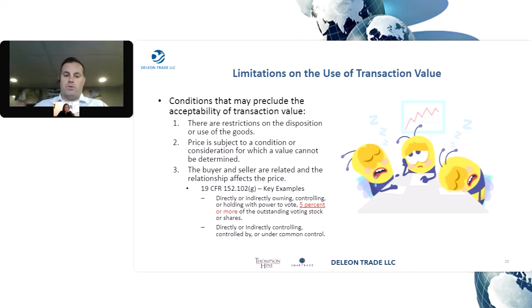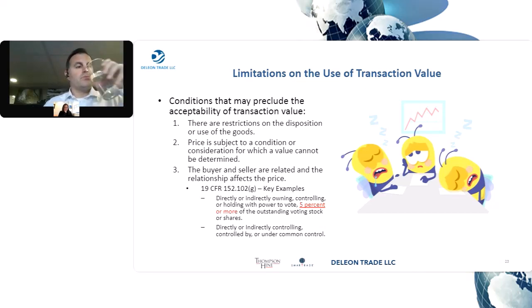That's a very low threshold. So a lot of companies are considered related upon importation. And when you have a related party transaction, you sort of have to prove certain things in order to show that your transaction value is acceptable.